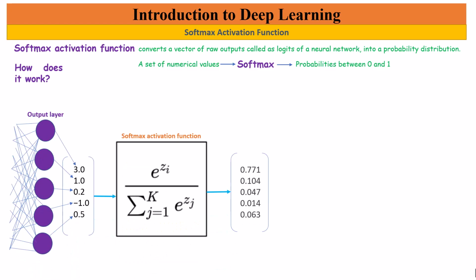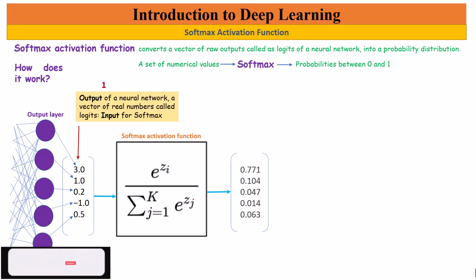Softmax performs its function in 3 steps. Firstly, the Softmax function takes the output of a neural network, typically a vector of real numbers called logits, which represent the raw scores for each class in a multi-class classification task.